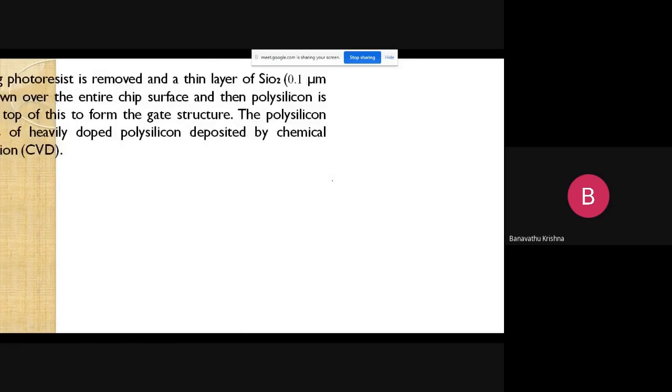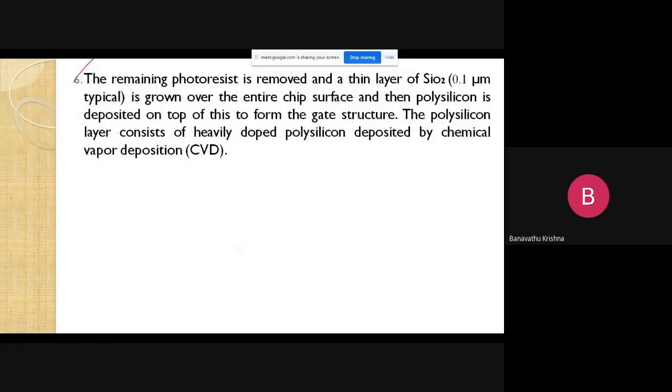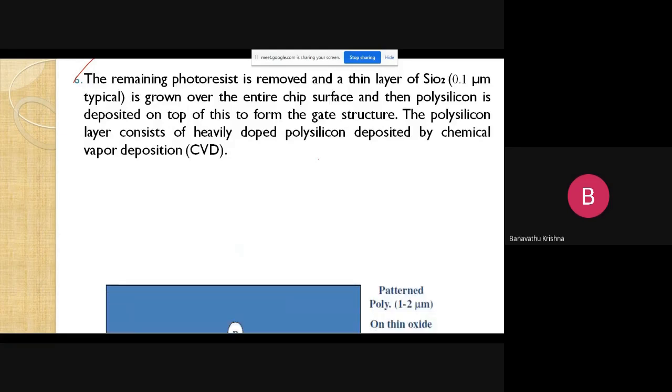In the sixth step, the remaining photoresist is removed, and a thin layer of silicon dioxide, typically 0.1 micrometer, is grown over the entire chip surface, and the polysilicon layer is deposited on top of this to form the gate structure. The polysilicon layer consists of heavily doped polysilicon deposited by chemical vapor deposition, right?